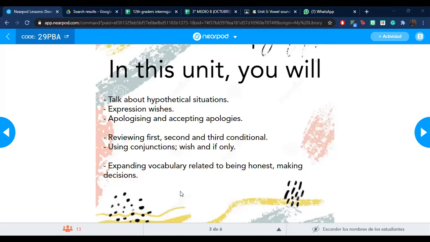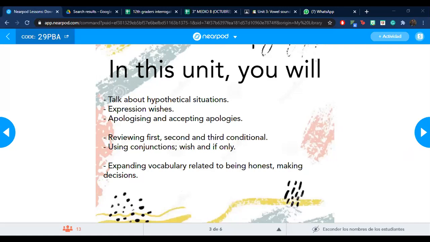And also we'll be expanding vocabulary related to honesty and making decisions. This unit is all about that. It's a lot about reflecting, about doing the right thing, morality, putting yourself into a different situation.